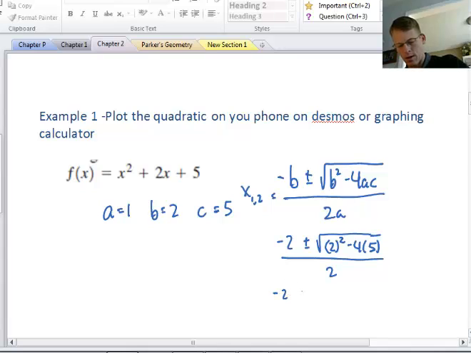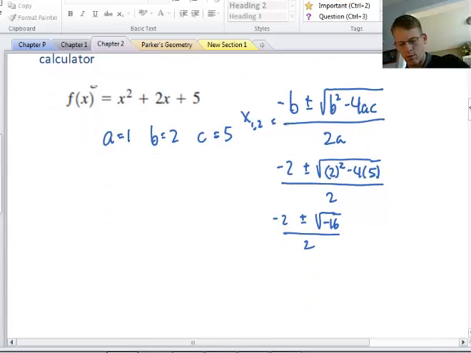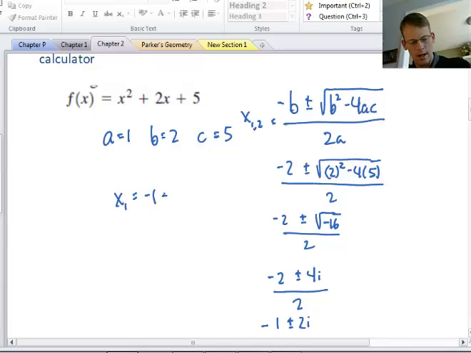So what we end up getting is negative 2 plus or minus root of negative 16 all over 2. And then we have negative 2 plus or minus 4i, because the negative under the radical is an i and root of 16 is 4. The final result is going to be negative 1 plus or minus 2i. So our two root values: x1 is equal to negative 1 plus 2i, and our second root is equal to negative 1 minus 2i. I want to just note something about this.